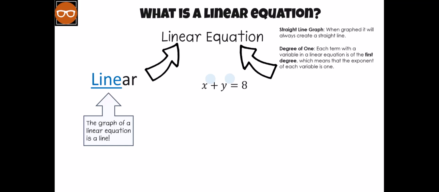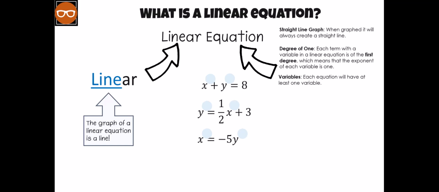Let's look at another one. y equals 1/2 x plus 3. Once again, let's look at the exponents of our variable. We have a 1 and a 1. Cool. x equals -5y. Let's look at the exponents of our variable. They're both 1s. Cool. These are all considered linear equations.